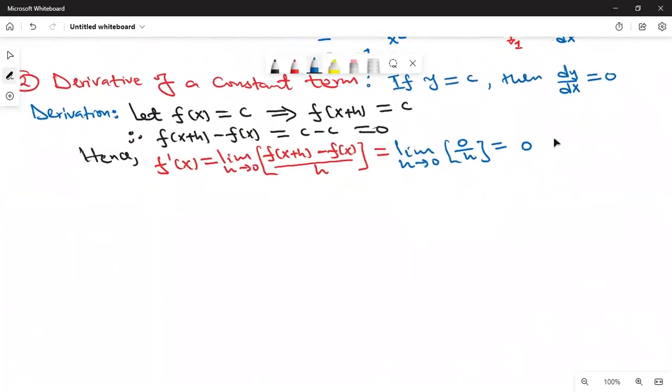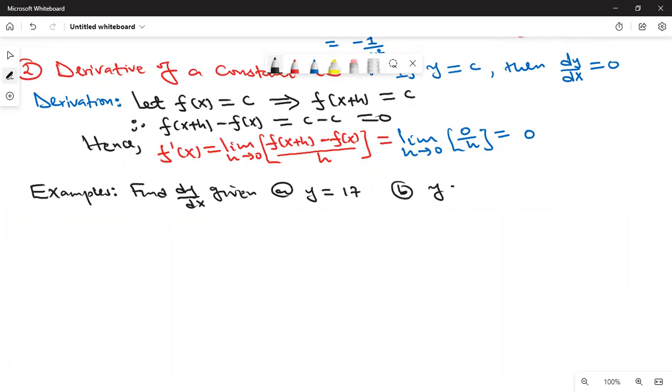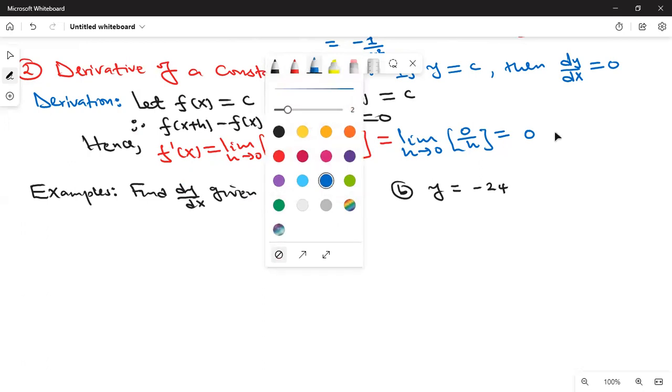When you differentiate a constant term, you need to get 0. For instance, let me give you two examples. We are told to find dy/dx given that in part A, y is equal to 17. In part B, y is equal to negative 24. So in all of them, the result is 0.